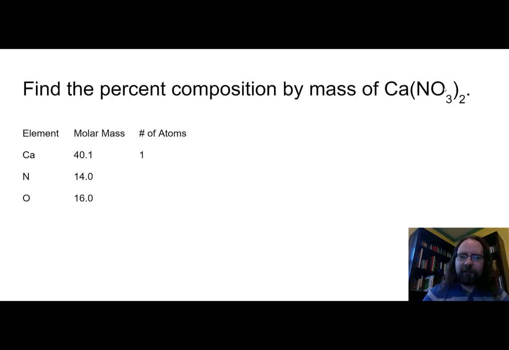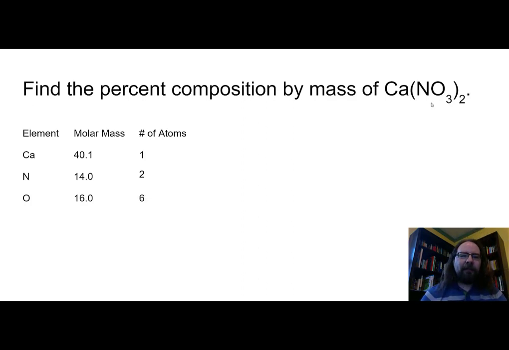This is where I have to be careful, because since there are two nitrate ions for every molecule of calcium nitrate, that means this nitrogen is actually happening twice. So there's actually two nitrogen atoms. And similar idea for the oxygen. Normally there's 3, but it's getting doubled. So there are 6 actual oxygen atoms.